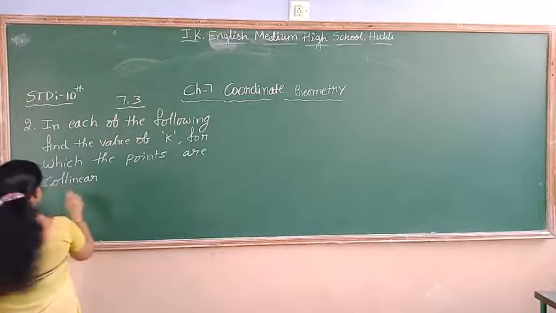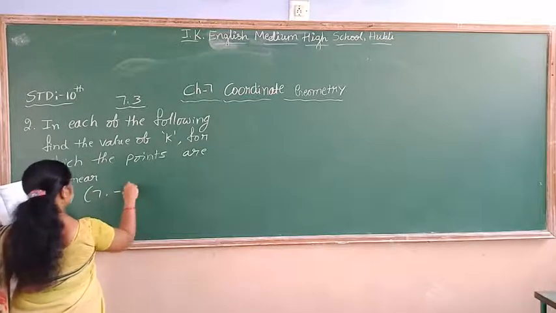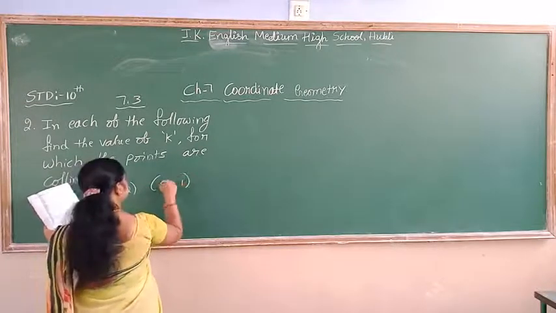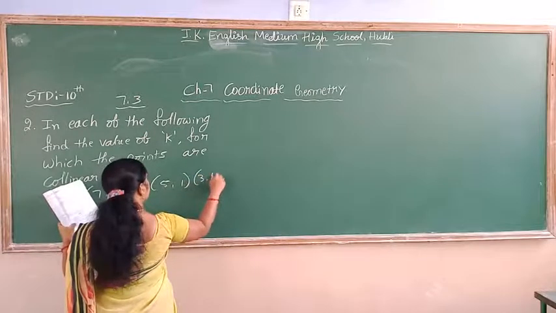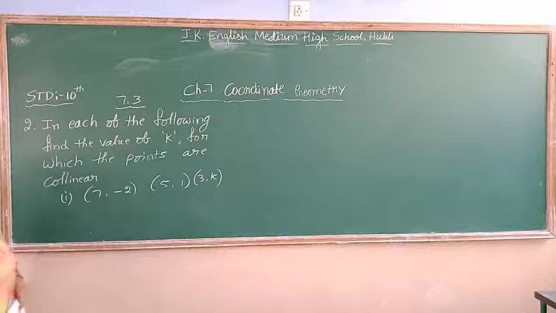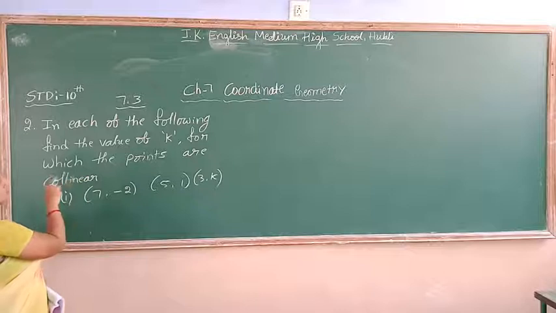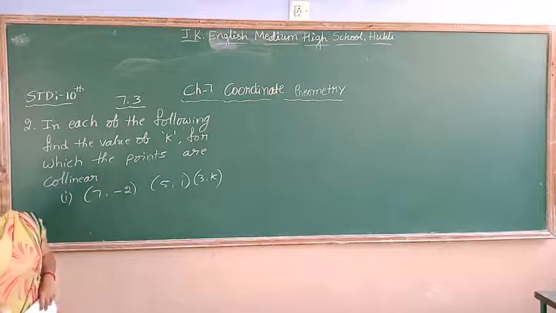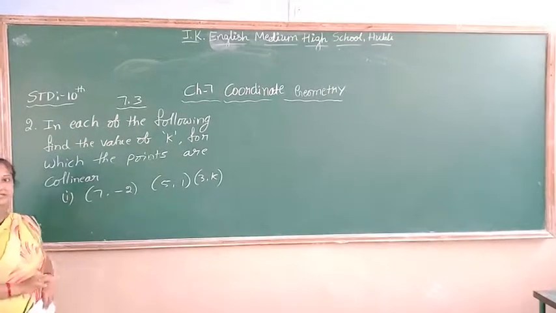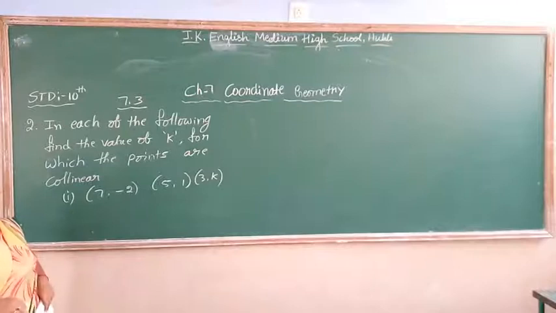So now in that first question, the points are (7, -2), (5, 1), (3, k). Children, the heading is: in each of the following find the value of k for which the points are collinear. So they give 3 points' coordinates for us. In this, one variable is k. I will find out the value of k. But these 3 points are collinear.